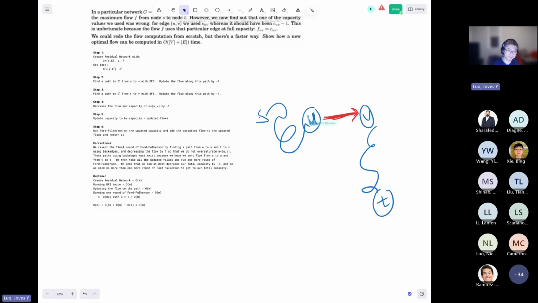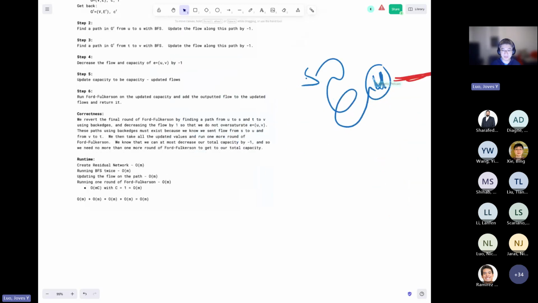We take all the updated values and run one more round of Ford-Fulkerson. We know that we can at most decrease our total capacity by 1, and so we need no more than one round of Ford-Fulkerson to get our total capacity. And this is where using Ford-Fulkerson makes it a little bit cool to do our runtimes.